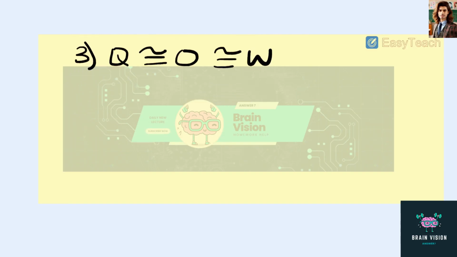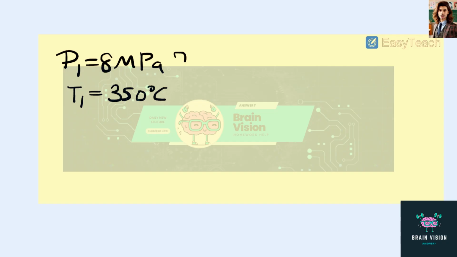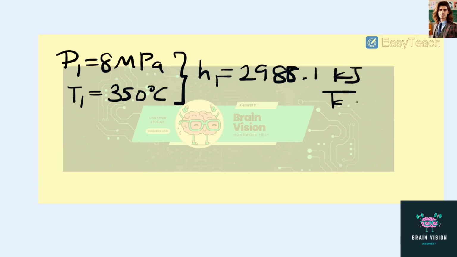So what we're going to do is take a look at the inlet condition and see what that tells us. With an inlet pressure equal to 8 MPa and a temperature equal to 350 degrees C, we can ascertain by looking up the thermodynamic tables that we have an incoming enthalpy equal to 2,988.1 kilojoules per kilogram.